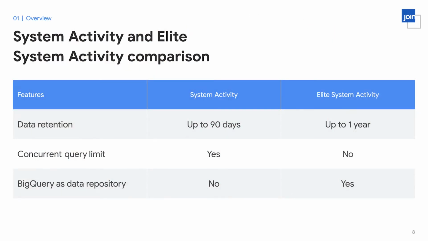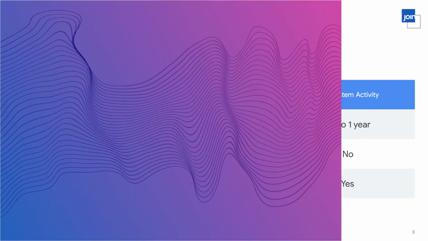System Activity comes in 2 flavors, Standard and Elite. Standard comes in every Looker instance and includes all of the dashboards and explorers that I just mentioned. Elite System Activity augments these standard capabilities with longer data retention and higher performance to enable you to perform more complex and faster analytics on your System Activity data.